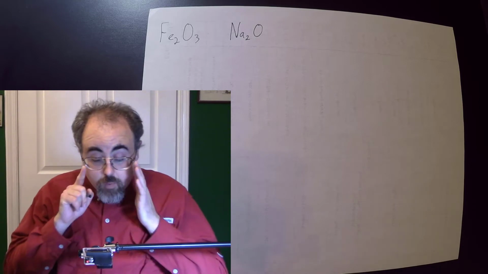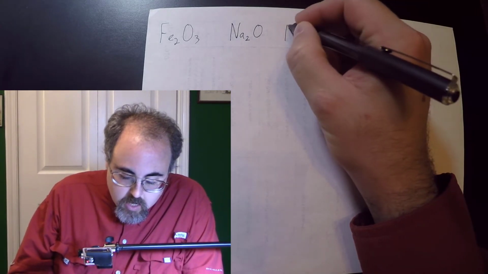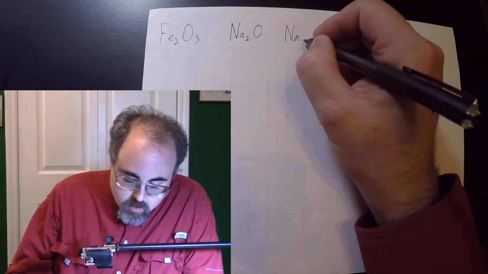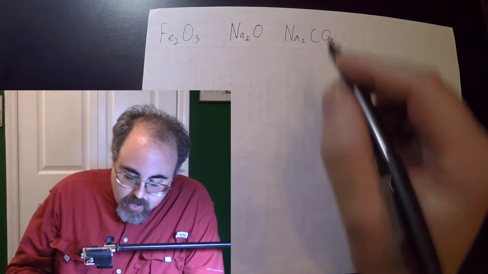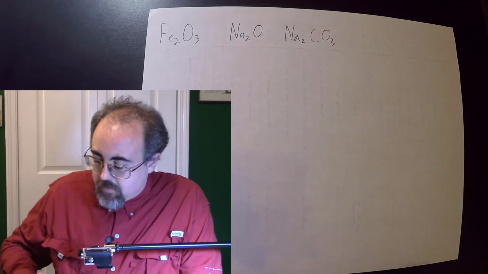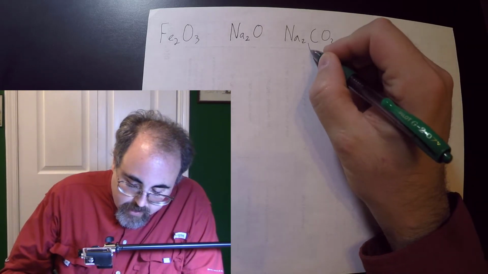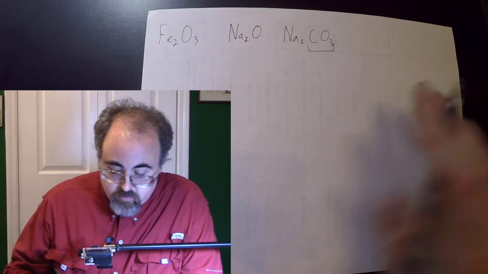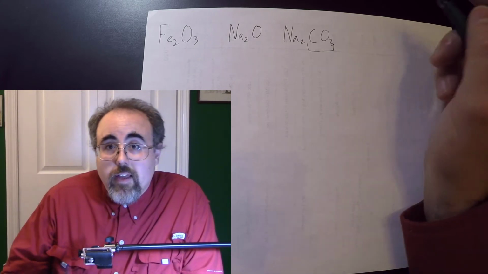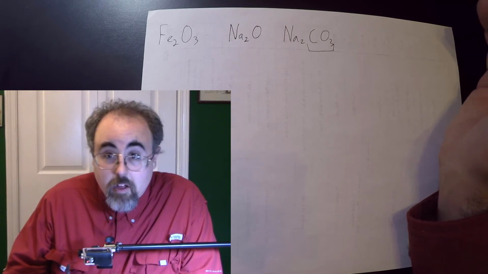Okay, so now there's a couple other things that we can do a little bit differently. Let's say I take Na2CO3. In this case, let me grab a different colored pen. This guy is a polyatomic ion. Now, we're not actually going to mark this as a polyatomic ion. You're going to expect the reader to know that that's a polyatomic ion.